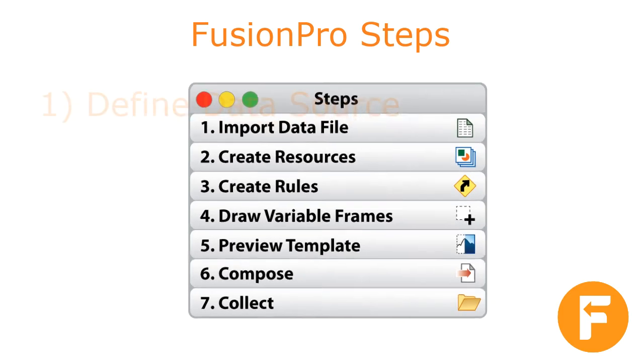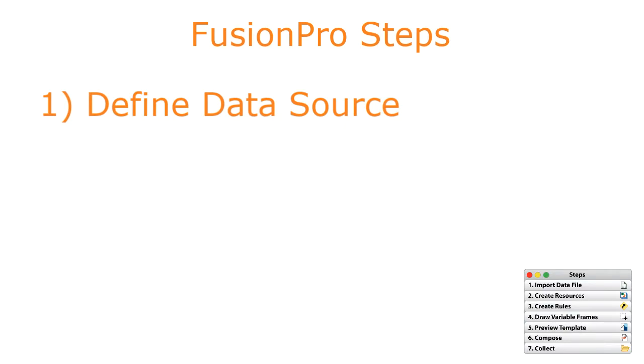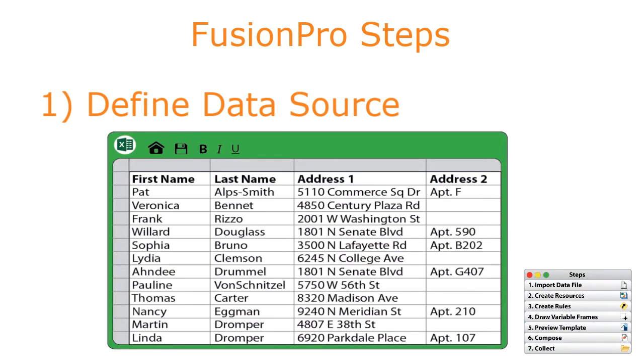Step 1. Defining a data source. FusionPro is a data-driven application. This is the most important step in the process, as the data file provides 2 critical pieces of information: the field names, which is in the header row of the data source, and the records containing the actual data used to display the variable content in the output of the document.